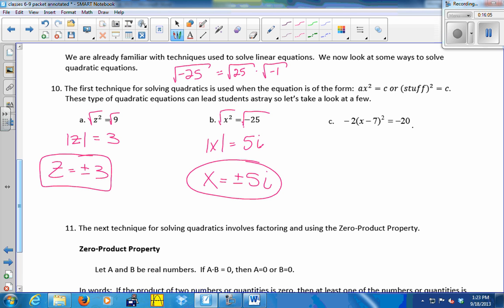Okay, so for C, I need to make this look like some stuff squared equals a number. So the first thing I'm going to do is I want to isolate the stuff squared. So my stuff here is the x minus 7. I have an x minus 7 squared, but I want that by itself before I square root. So I'm going to divide by the negative 2 first. So those cancel, and I get x minus 7 squared equals 10.